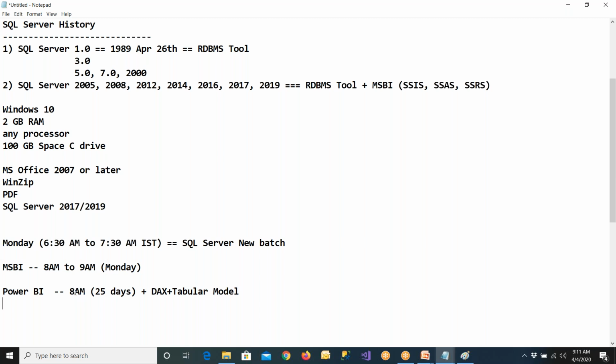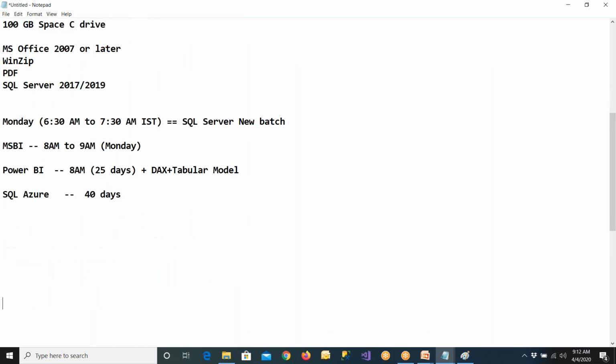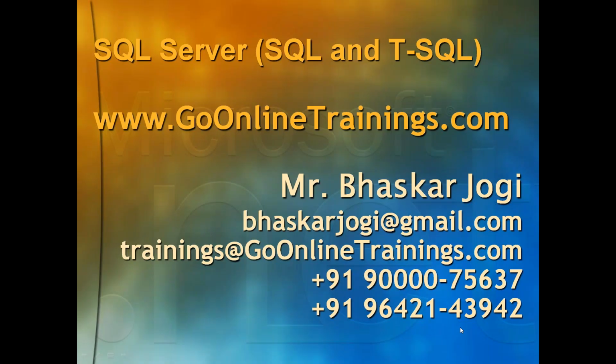We are having AWS, Amazon Web Services, and even SQL Azure is also there. SQL Azure is cloud computing. Okay, SQL Server and SQL Azure are completely different, and this is a separate course, which is a 40 days course. We're having separate batches for all of them. If you're interested, let us know, and you can reach us at this email ID. If you have any friends, you can also recommend us. You ask them to visit goonlinetrainings.com, and daily videos will be provided for all courses.